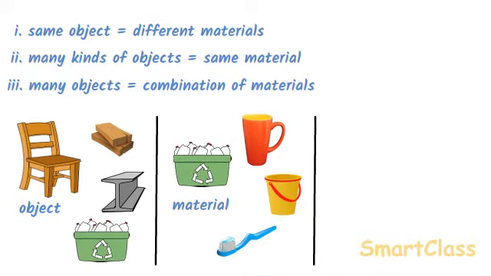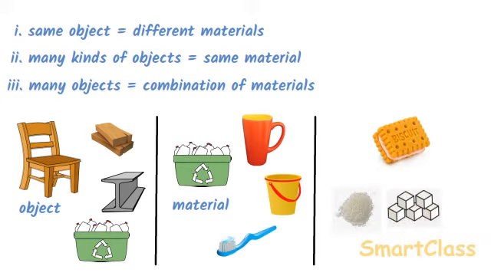Also, many objects are made up of a combination of materials, like biscuit, which is an object and it is made by the combination of three materials: white flour, sugar and oil.